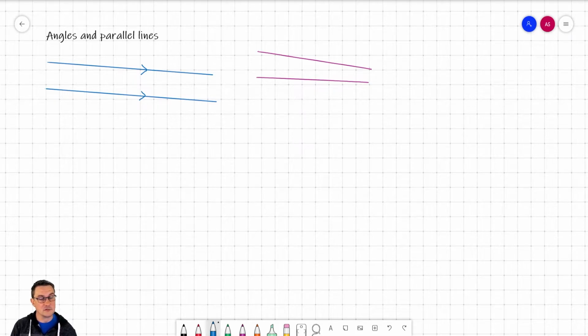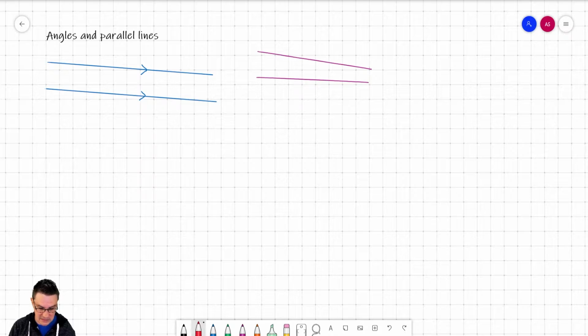Now, what I've got here is two sets of lines laid out. One are parallel, and we can tell they're parallel because they've got these arrow symbols here, which represent that they are parallel. The other ones don't have that, so they're not parallel, and you can see that they're moving closer together as we progress along.